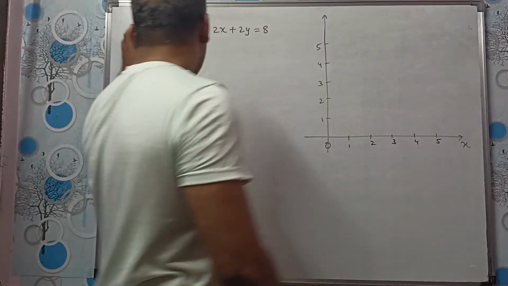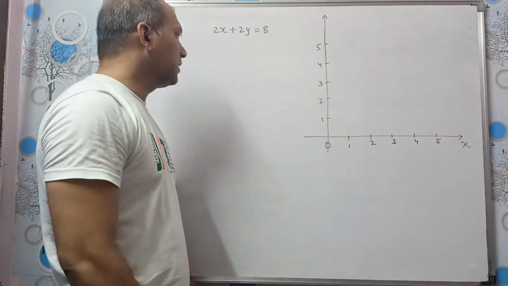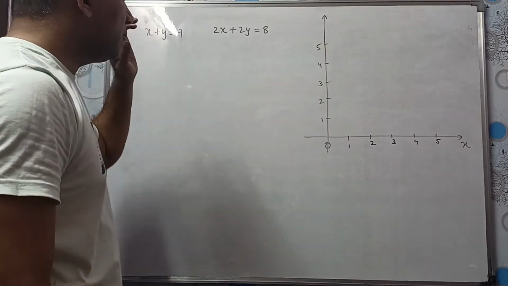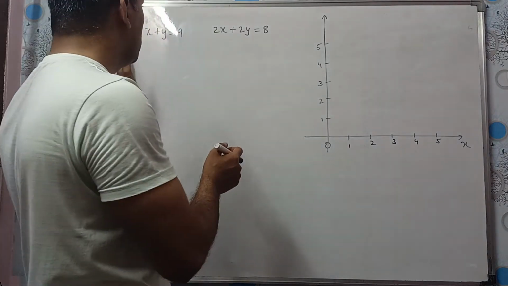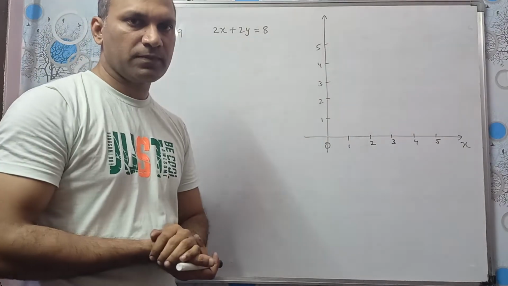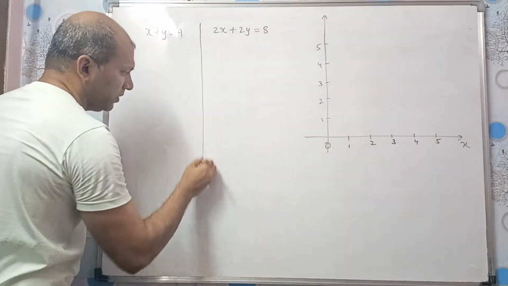Okay, x plus y is equal to 9, 2x plus y is equal to 8. Now we have learned how to draw the graph of these two linear equations, right? So please pause the video and draw the graph. Alright, I'll solve it for you now. I hope you have paused the video and solved.